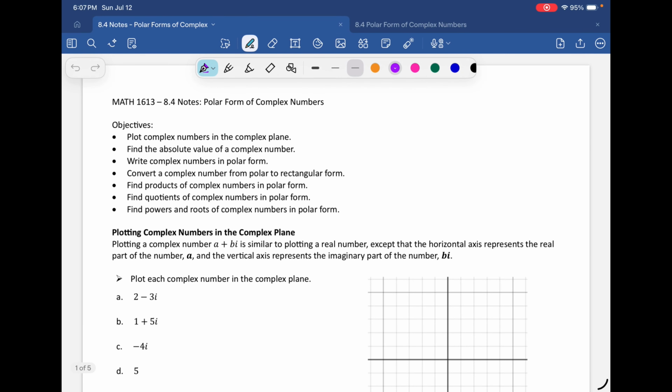All right, last section, 8.4, polar form of complex numbers. So we're going to plot them and the absolute value, write complex and polar, convert between polar and rectangular, find products, find quotients, find powers and roots.